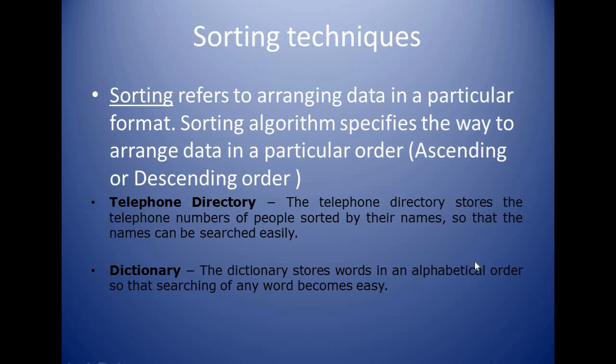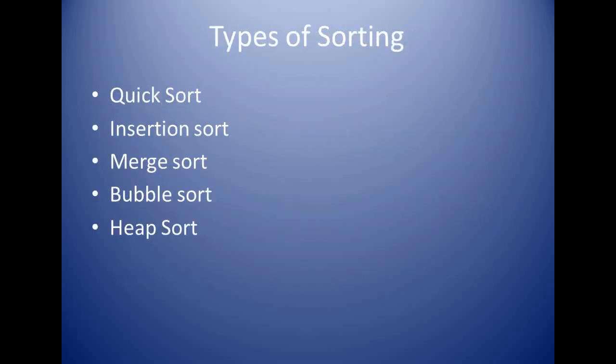Next one is sorting techniques. What do you mean by sorting? We already know that sorting is the arrangement of elements in an ascending or descending order. For example, a telephone directory or a dictionary, everything comes under sorting. In a dictionary, the alphabet from A to Z will be in sorted order. So there are many types of sorting.